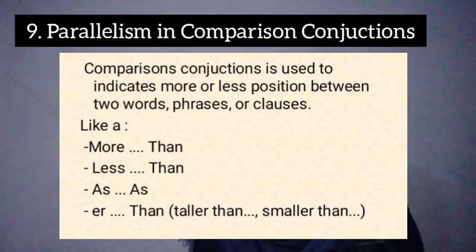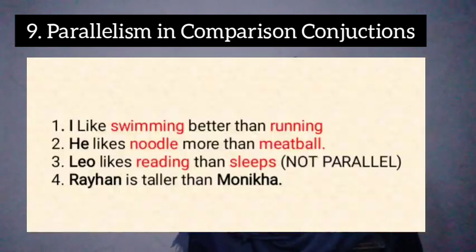So the example is, I like swimming better than running. It is parallel because swimming and running are gerunds. And then he likes noodle more than meatball. This is parallel because noodle and meatball are nouns.